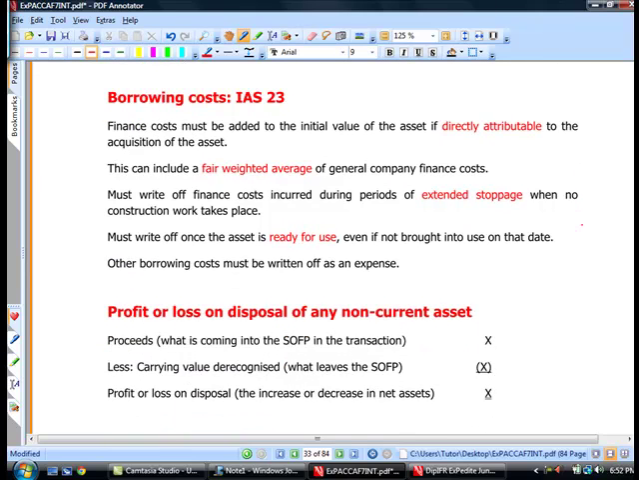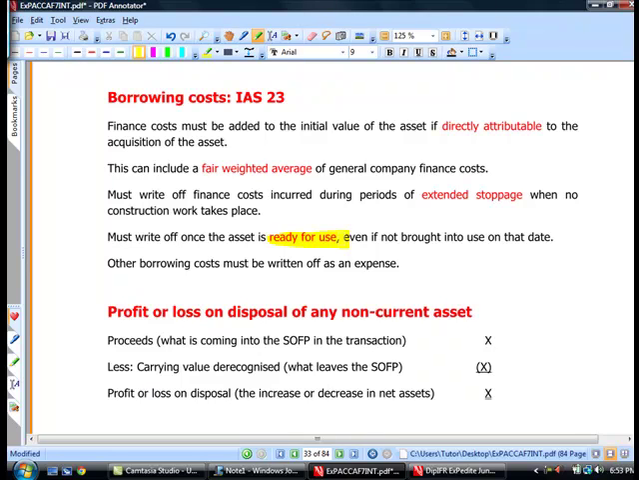Borrowing cost. This is covered by IAS 23, and this standard says the following: all the finance costs directly attributable to the acquisition or production of an asset must be capitalized. The capitalization will start when the construction begins and will stop when the equipment is ready for use. It does not necessarily have to be exactly the same date when it is brought into effective use. But when it's ready for use, the capitalization of the borrowing cost will stop.